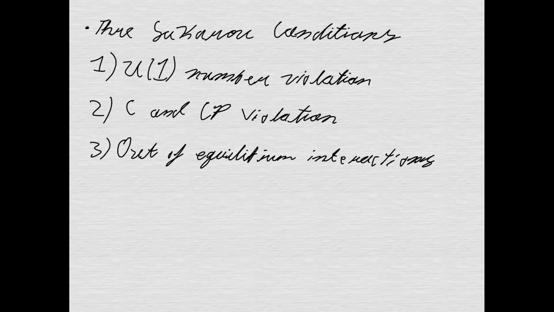But this is not happening for free. There must be a U(1) symmetry number violation between the phase transitions. There must be charge and charge parity violation. And there must also be out of equilibrium interactions as they interact with the wall between the vacuums.